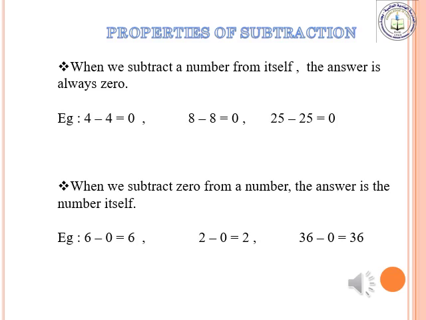Second, when we subtract 0 from a number, the answer is the number itself. Example, 6 minus 0. 0 means nothing. So 6 minus 0, you will get 6.